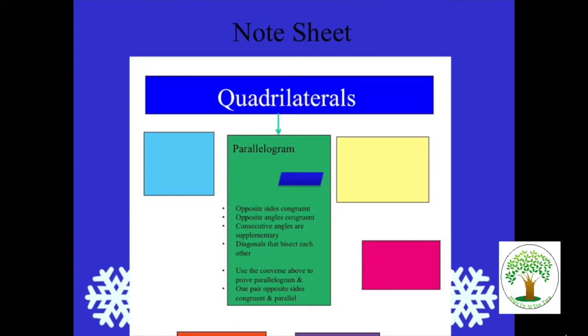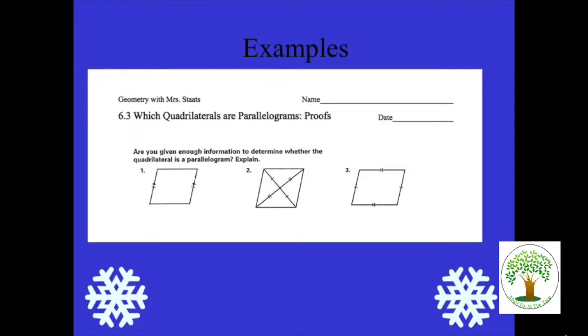Let's do some examples so you can see what we're talking about. This is on your 6.3, numbers 1, 2, and 3 we're going to do together. Are you given enough information to determine whether this quadrilateral is a parallelogram? You cannot look at whether it looks like a parallelogram. You have to go by the information that is given.